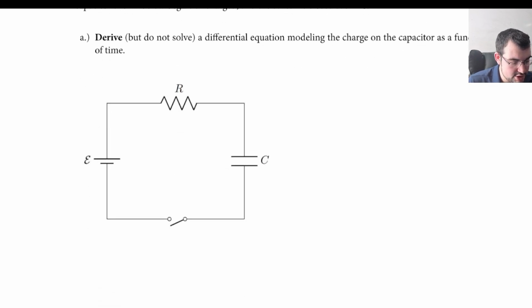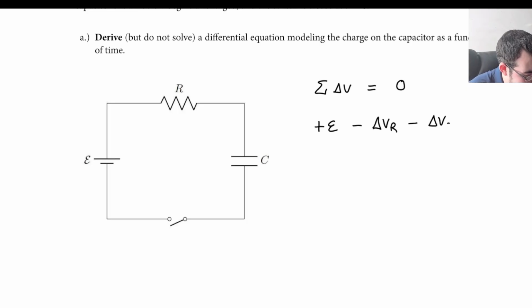All right, let's do the charging case. So what does Kirchhoff's loop rule say? Kirchhoff's loop rule says the sum of all the voltage drops around your circuit has to be 0. So I gain voltage across the battery. That is an increase in potential. I go from low to high. Then I drop some potential across the resistor. Then I drop some potential across the capacitor, and then I've returned home.